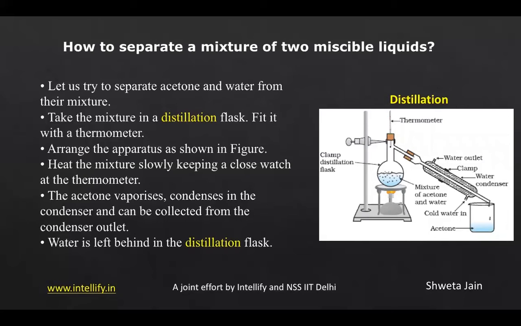On the side of the distillation flask is the water condenser, which has a cold water inlet and a water outlet. After the water condenser cools down the liquid, it is collected in a beaker at the end. So the mixture of acetone and water is taken in the distillation flask and it is heated. The acetone vaporizes, it passes through the water condenser, it condenses and is collected in the beaker, and water is left behind in the distillation flask.